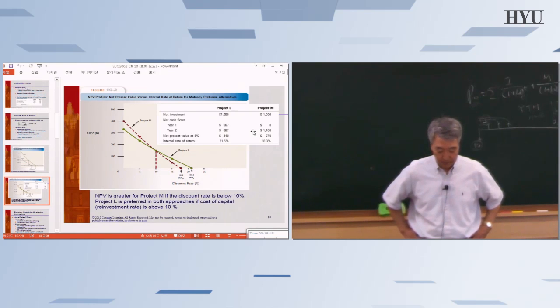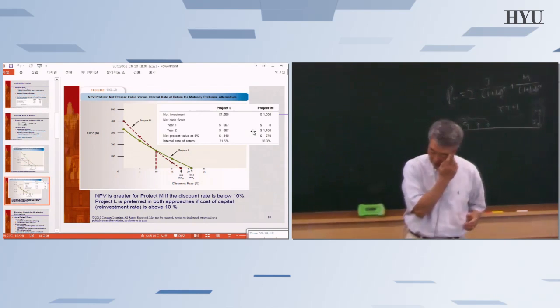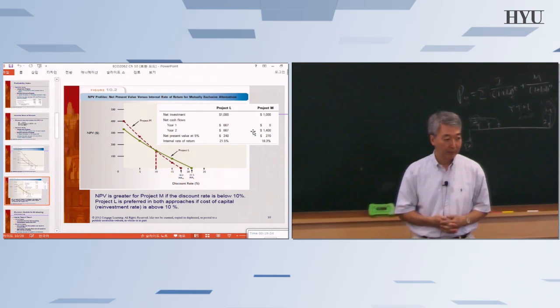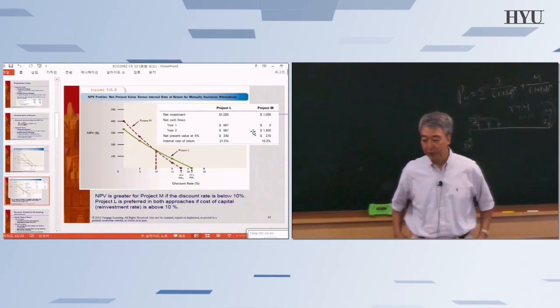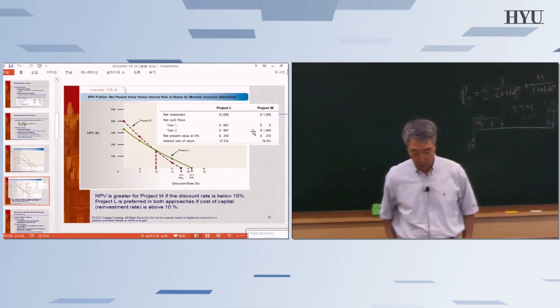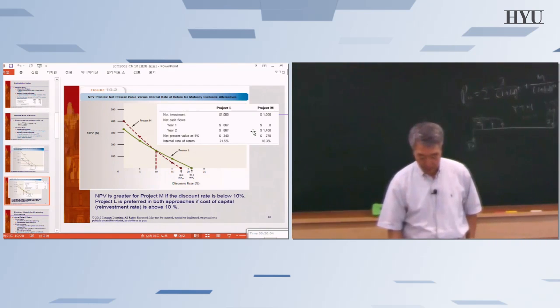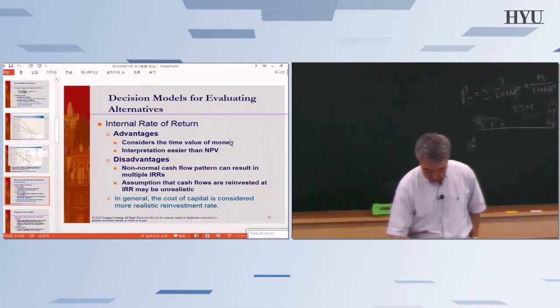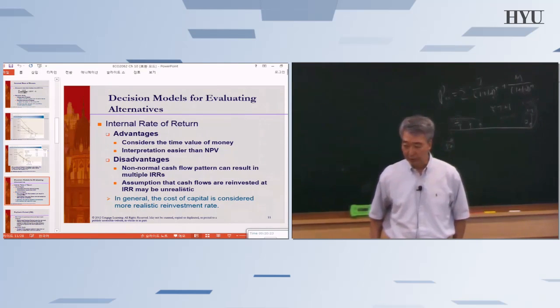Well, in general, if you have to choose between NPV and IRR, they recommend you choose NPV, because there is a difference in the assumption. The IRR approach assumes that the cash flows are reinvested at the IRR, the internal rate of return, and that may be unrealistic.